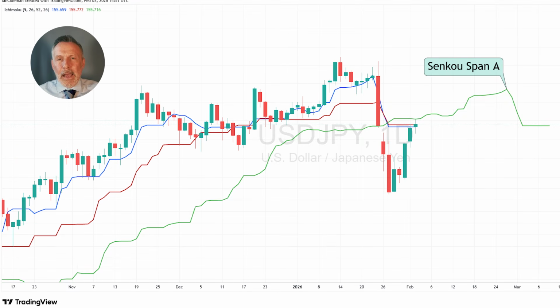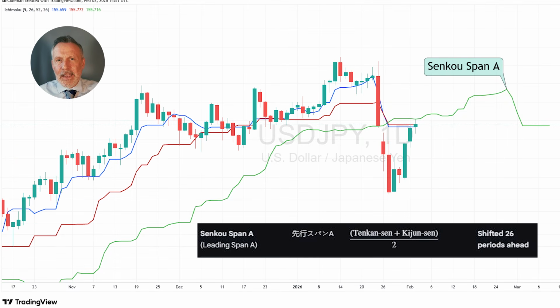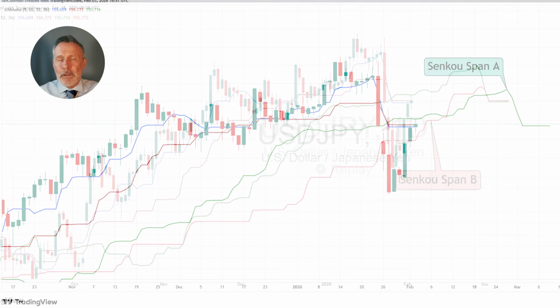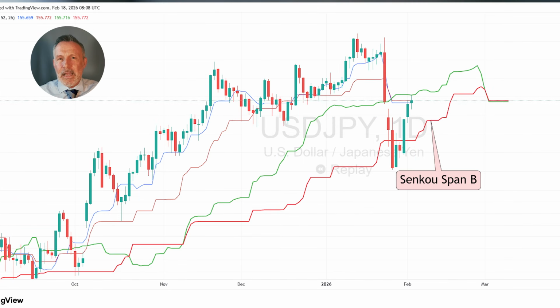The Senkou Span A is made from adding the Tenkan and the Kijun lines and then dividing by 2. This gives us our first cloud boundary. The Senkou Span B is similar to the calculations for the Sen lines. It is derived by adding the highest high and the lowest low for the last 52 sessions and then dividing by 2. And this gives us our second cloud boundary. And both of these levels are projected 26 periods forward.